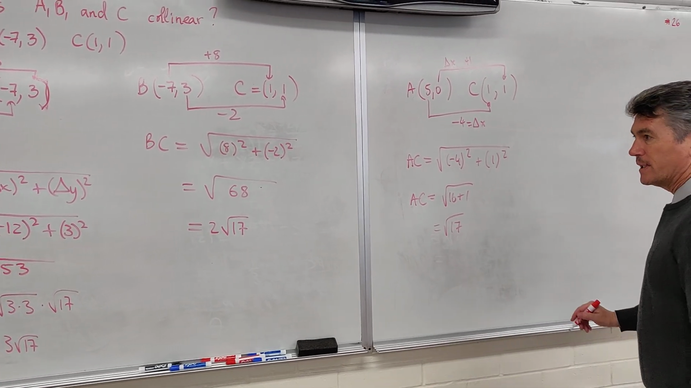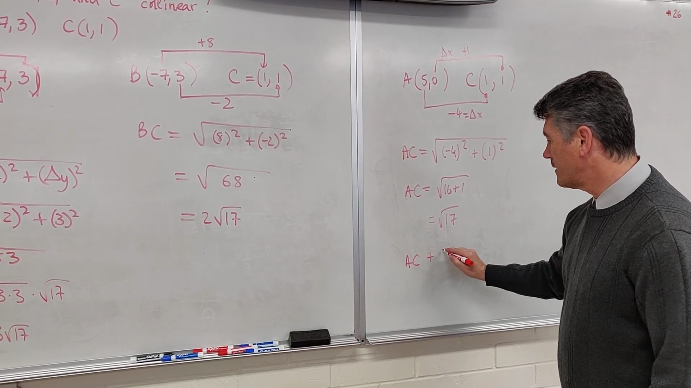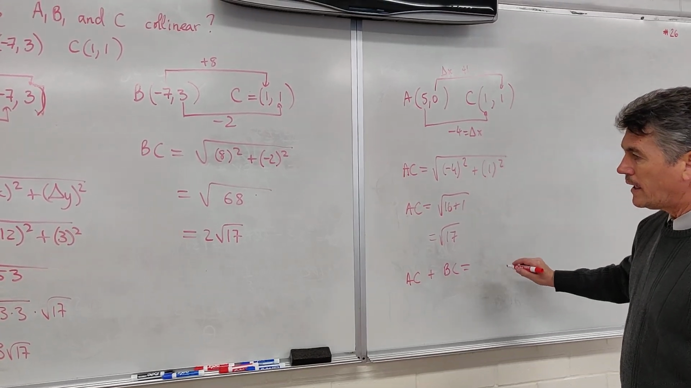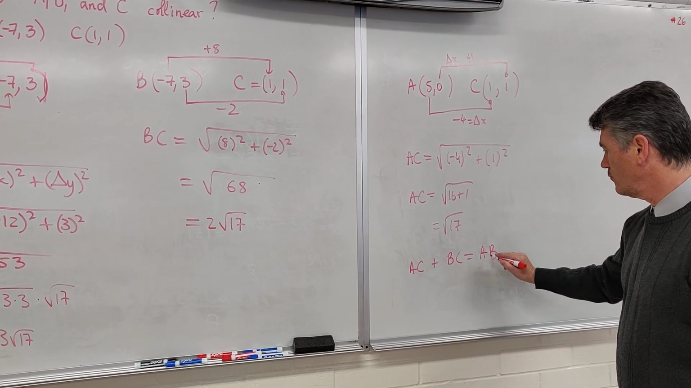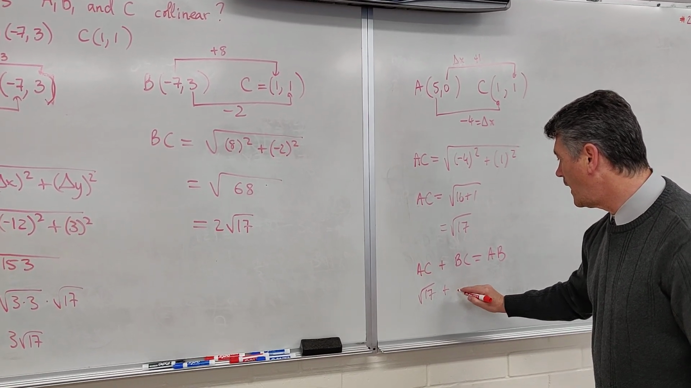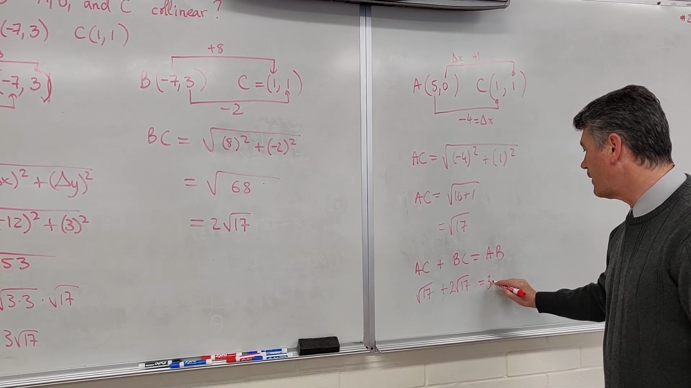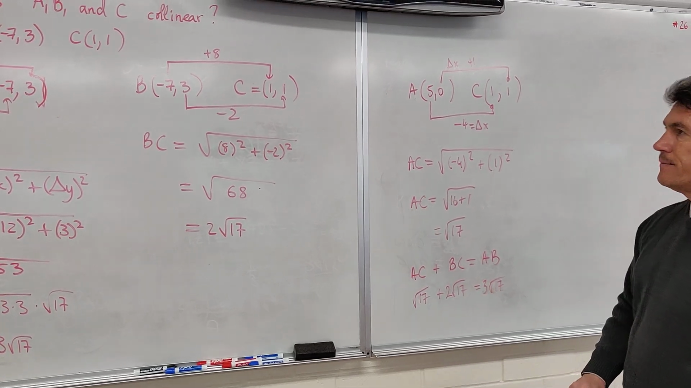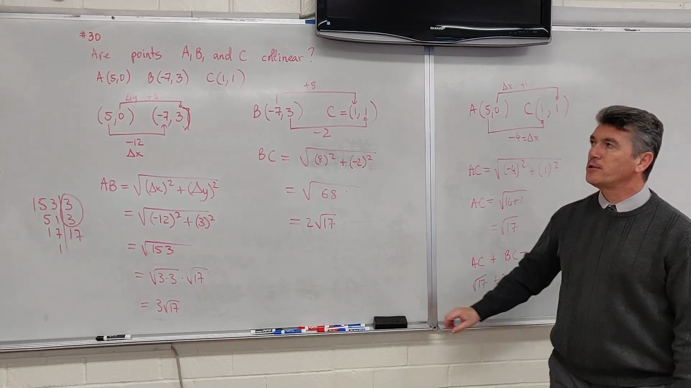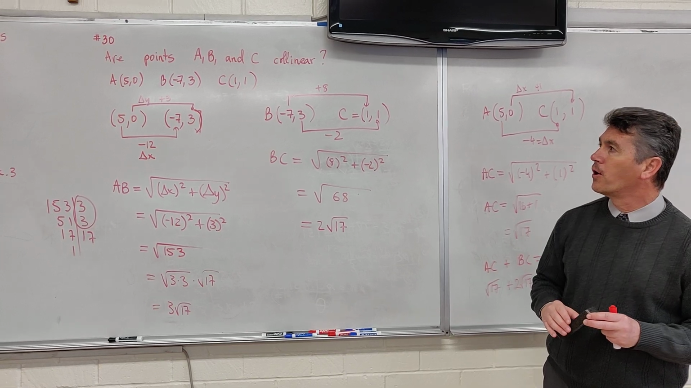The last thing that I notice is that AC plus BC is equal to AB. In other words, the square root of 17 plus 2 square root of 17 equals 3 square root of 17. So this is one application. Using the distance formula, you can see whether 3 points are collinear or not.